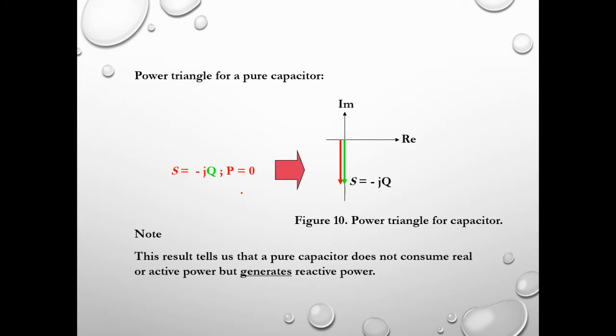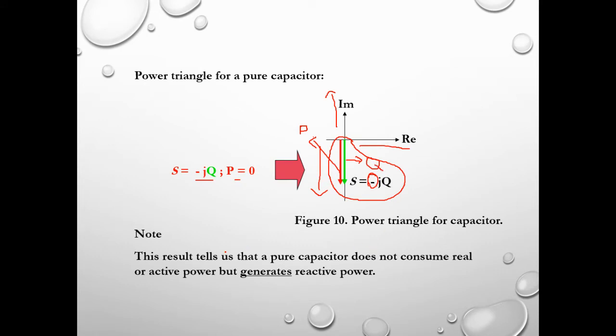Then the power triangle for a pure capacitor. This is the real part, this is the imaginary part, X and Y. Since S equals negative jQ, P equals 0, which means we only have the imaginary value, located on the Y-axis with a negative sign, going downward. P is the red one, representing P, and the green one representing Q.